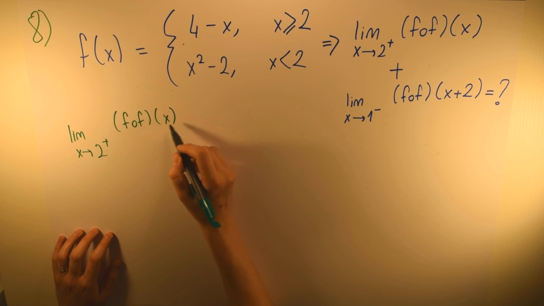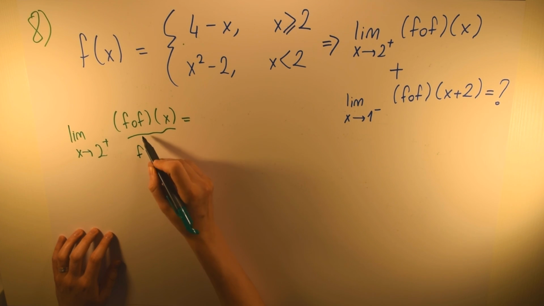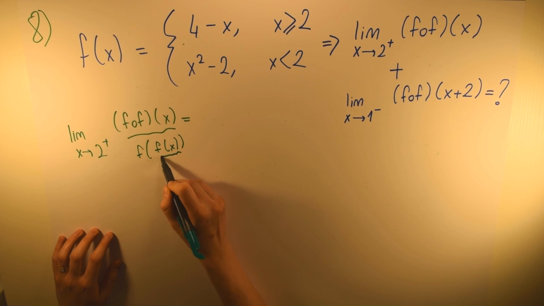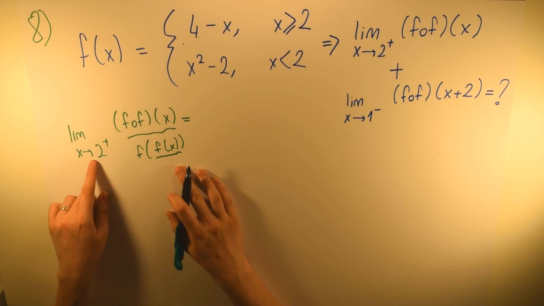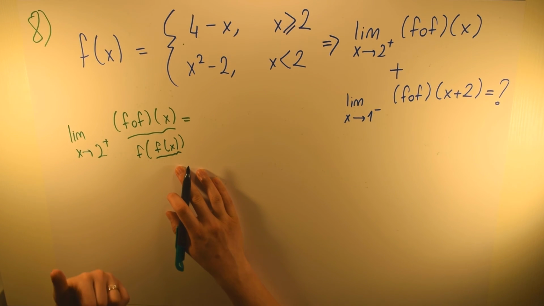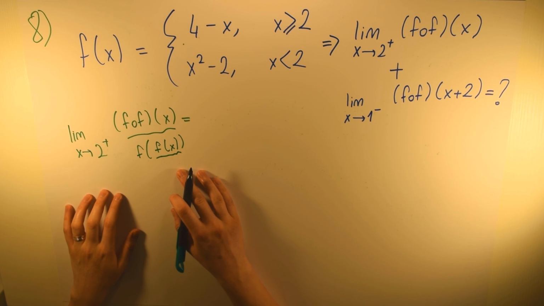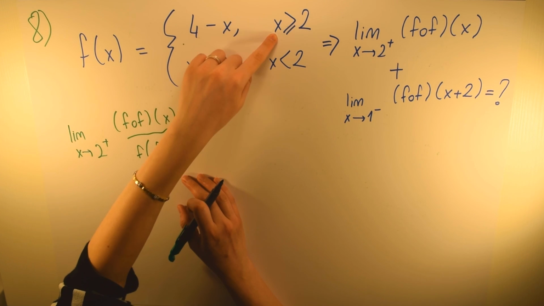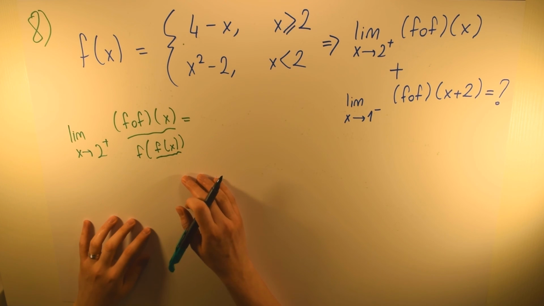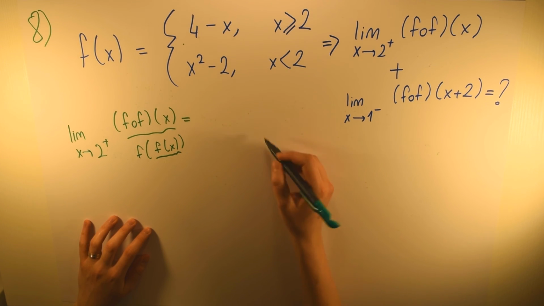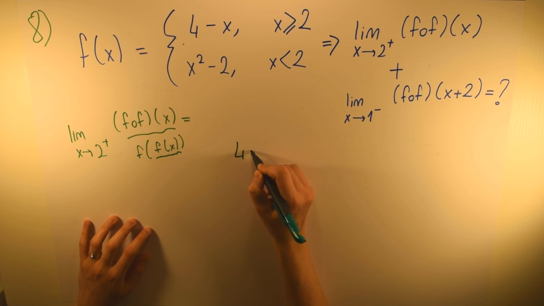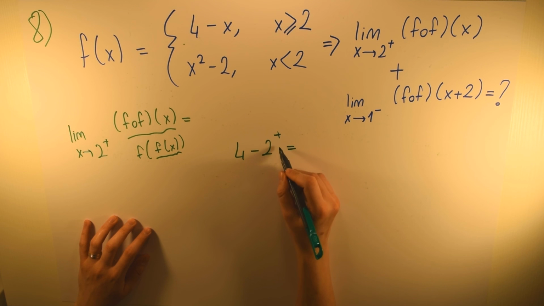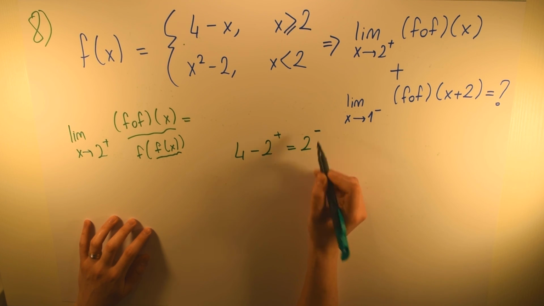This means we can also write it like this, right? First we will start with the first function. When I get closer to 2 from the right side, we will use the first function, because here we have x greater than 2. So when I do that, it means 4 minus 2 from the right side, and this will give us 2 from the left side.